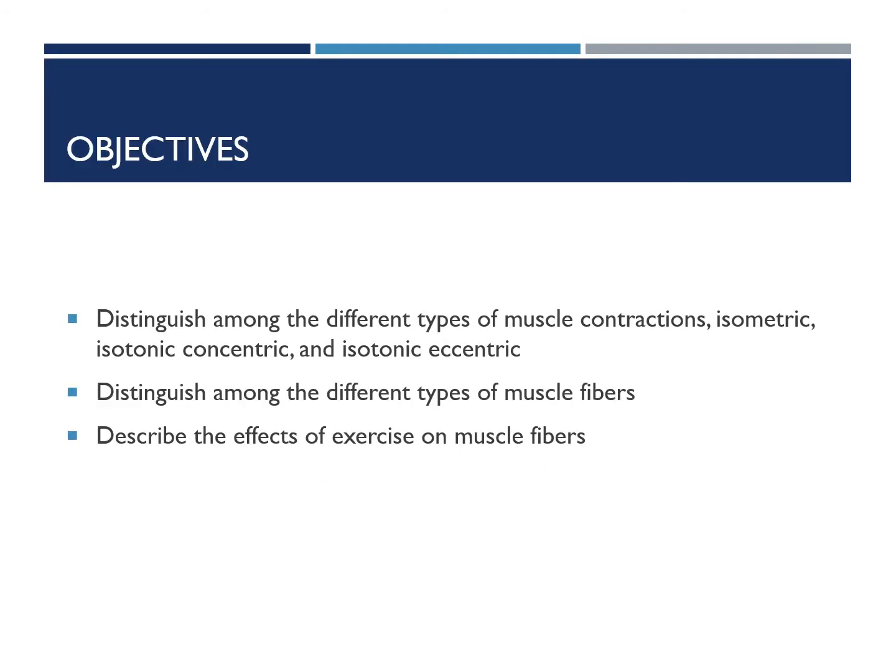By the end of this video, you should be able to distinguish among the different types of muscle contractions. These include your isometric, isotonic concentric, and isotonic eccentric contractions. You should be able to distinguish among the different types of muscle fibers, and you should be able to describe the effects of exercise on muscle fibers.